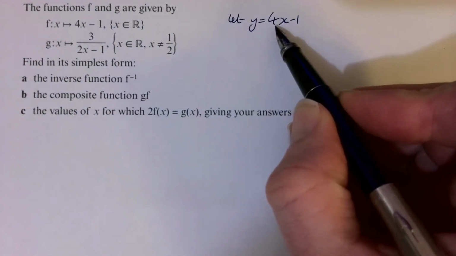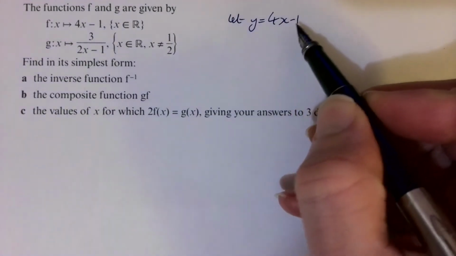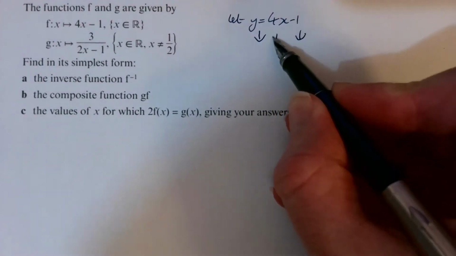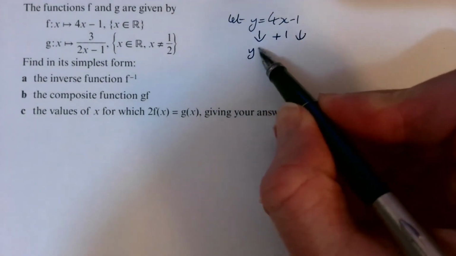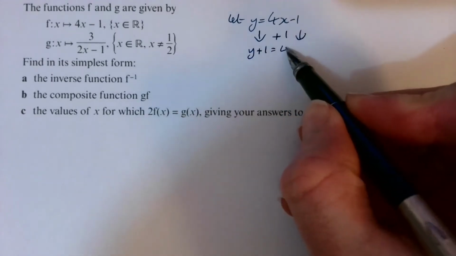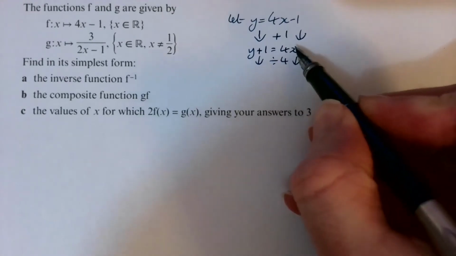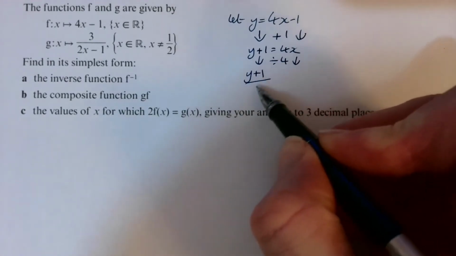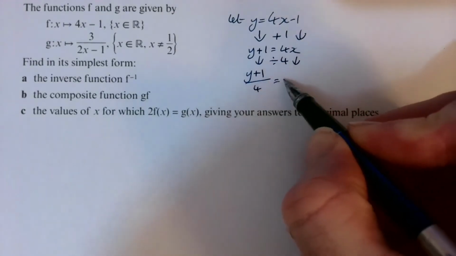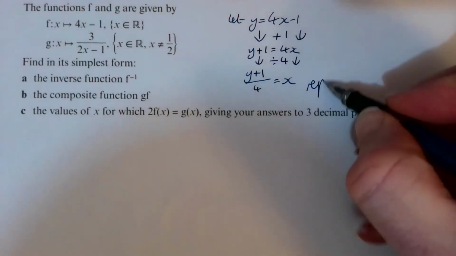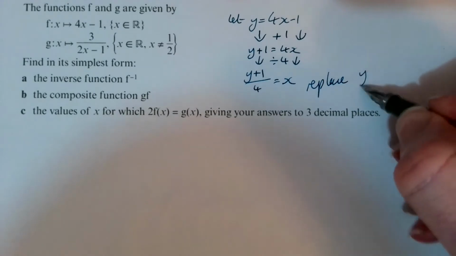Now, this is quite obvious, this one, because you're timesing by 4 and then taking 1, so you just reverse that process. So the last thing I said was taking away 1, so we add 1 to both sides, gives us y plus 1 equals 4x, and then we divide by 4 to give us y plus 1 over 4 is equal to x.